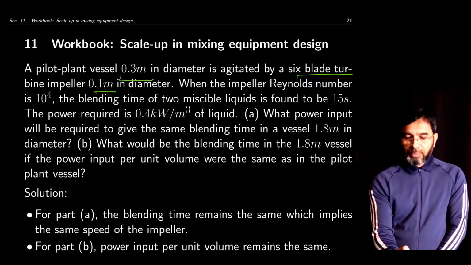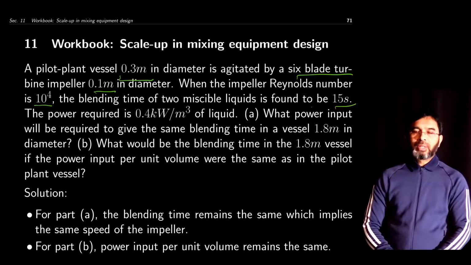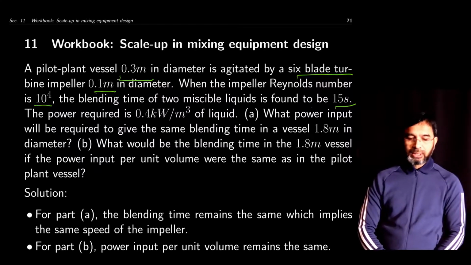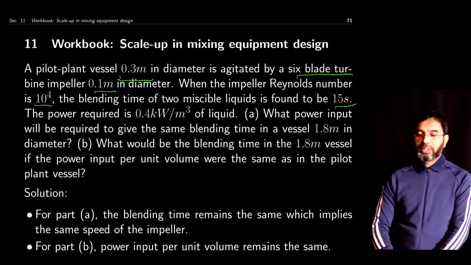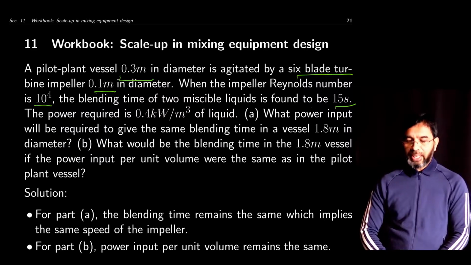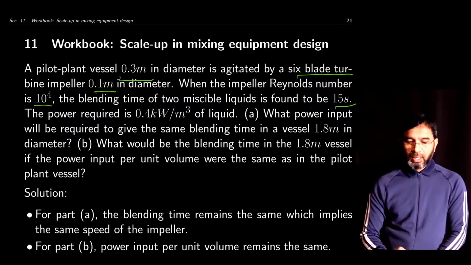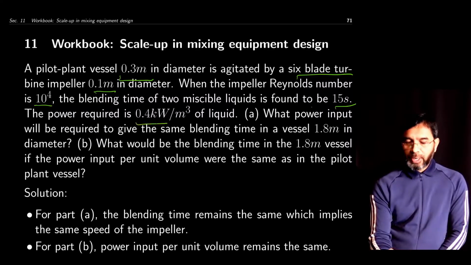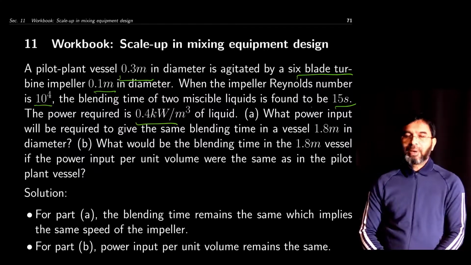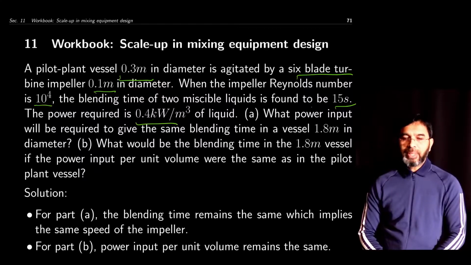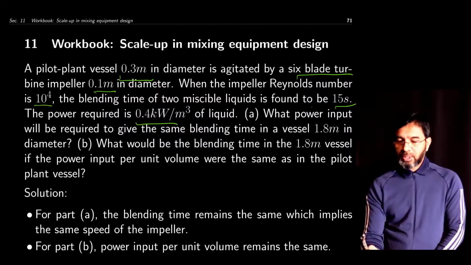When the impeller Reynolds number is 10 to the power 4, the blending time of two miscible liquids is found to be 15 seconds. So the impeller was running at Reynolds number 10 to the power 4, and for this case the mixing time was obtained as 15 seconds. The power record for this case was 0.4 kilowatt per meter cube, meaning that's given P over V for this case. Now there are two problems.